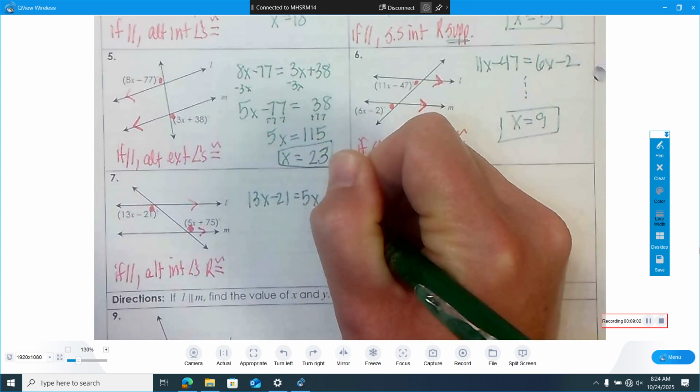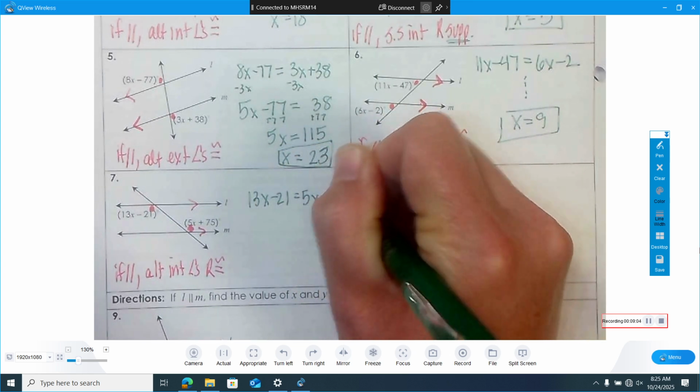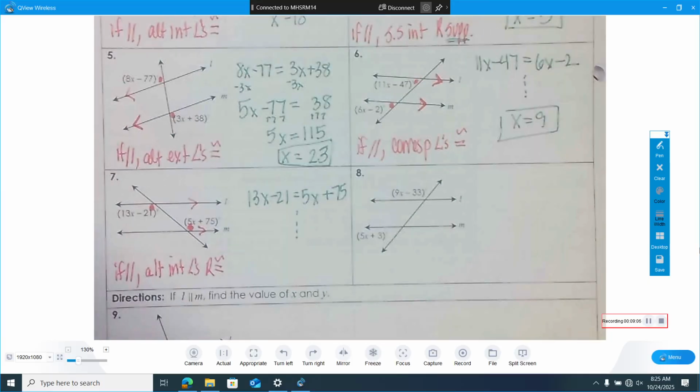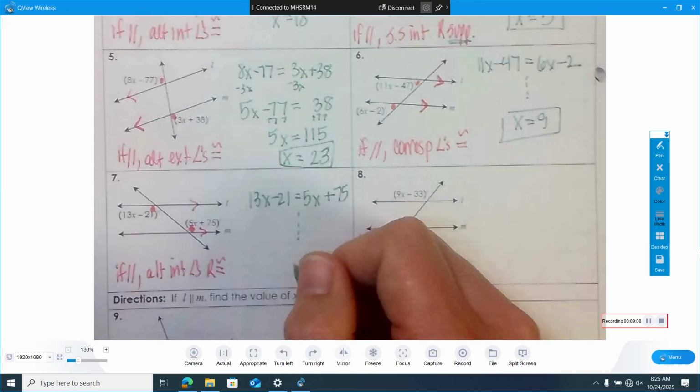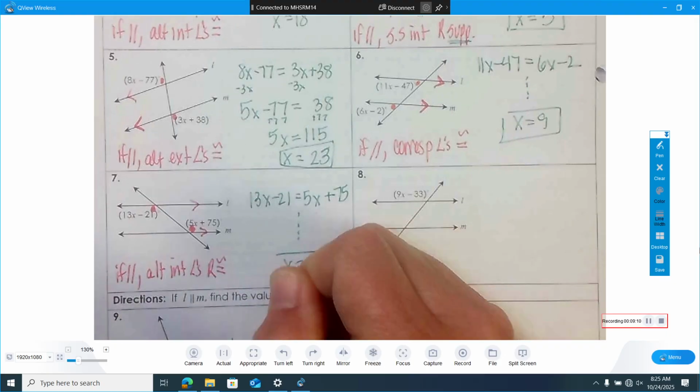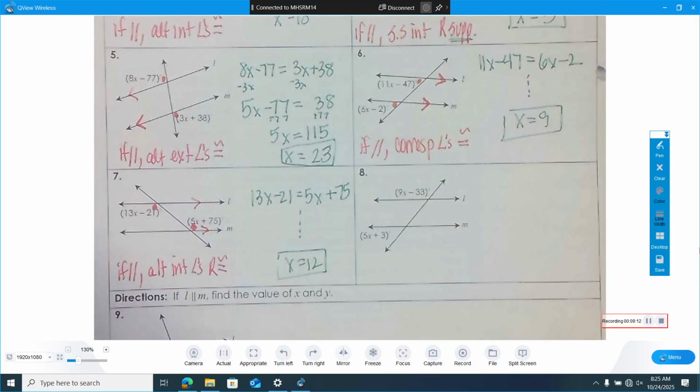13x minus 21 equals 5x plus 75. Excellent. 13x minus 21 equals 5x plus 75. And again, we magically solve, and we get x equals 12. Beautiful.